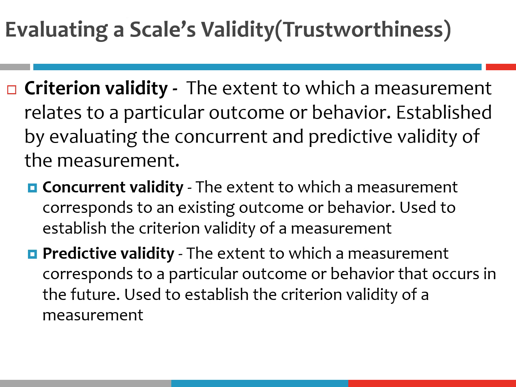So there's a few more types of validity here to go through. You have criterion validity, the extent to which a measure relates to a particular outcome or behavior. There are two subtypes here: you want to measure either concurrent validity or predictive validity. Concurrent validity is how well your scale correlates with other behaviors of the variable that you're measuring.